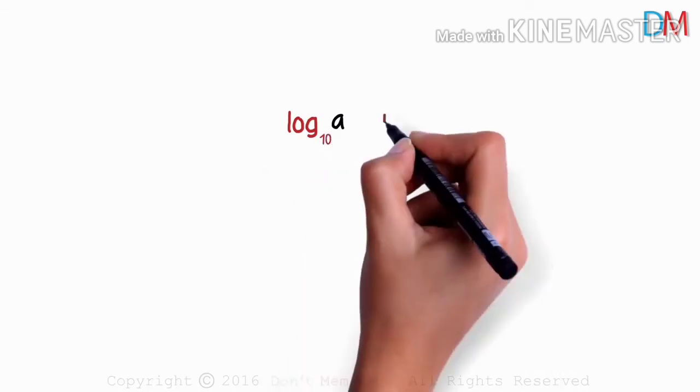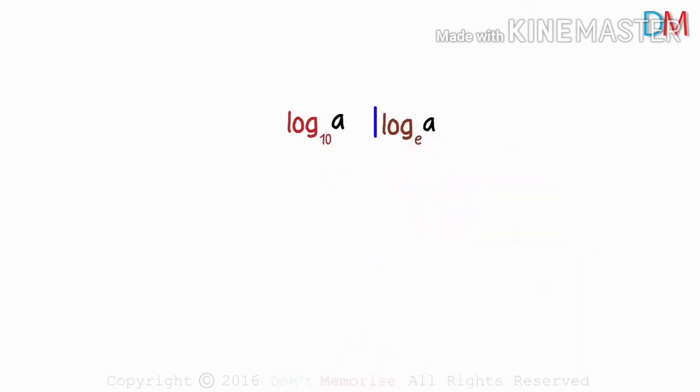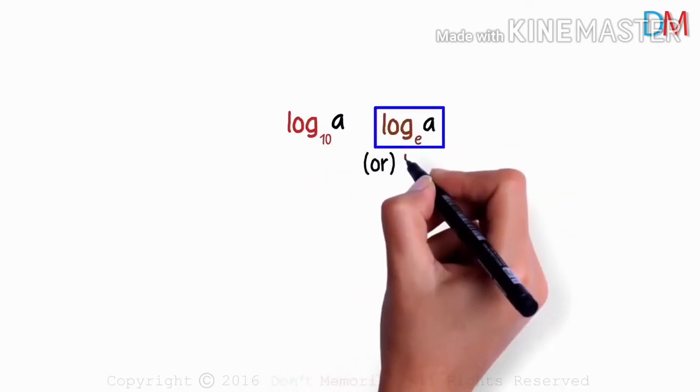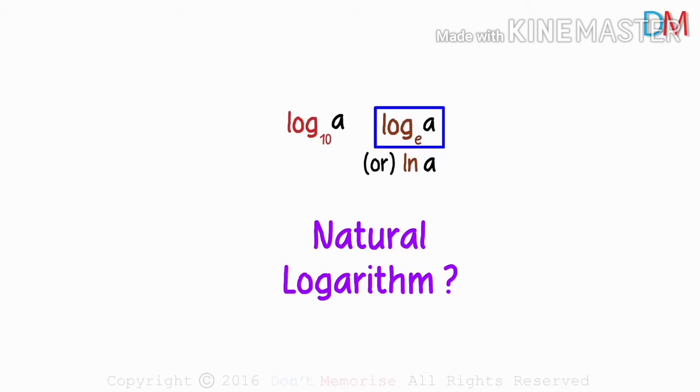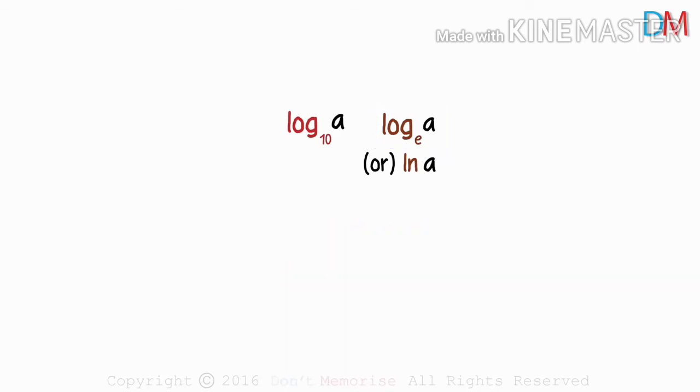It's 10 or sometimes it's e. Log to the base e is also written as ln or the natural logarithm. Why is it called the natural logarithm? We will see that in another video, but for now, you should know that these two are the most commonly used bases in logarithms. Base 10 and base e. And most of the scientific or the financial calculators have one or both of these two logarithms.